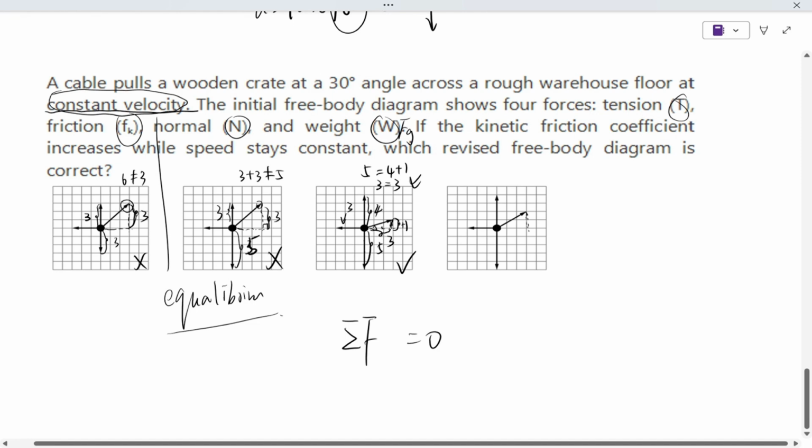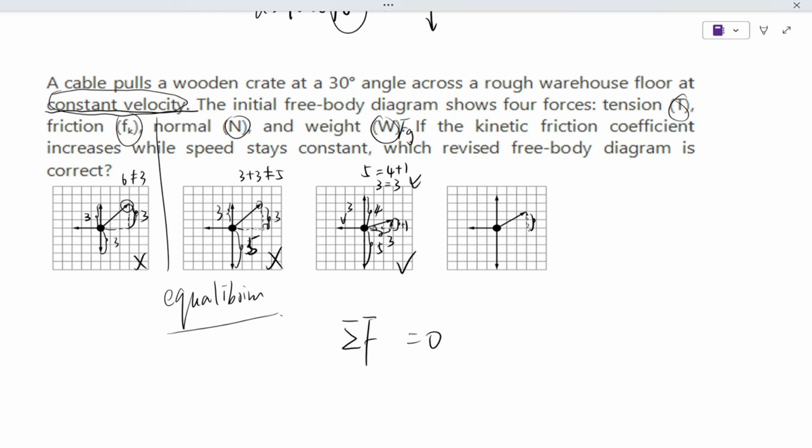Let's first divide these two components. This has a vertical component of 2. This vector has a horizontal component of 3. Horizontally, this force, the friction force, also has a component of 3. 3 is equal to 3, which means horizontally the crate is at equilibrium.